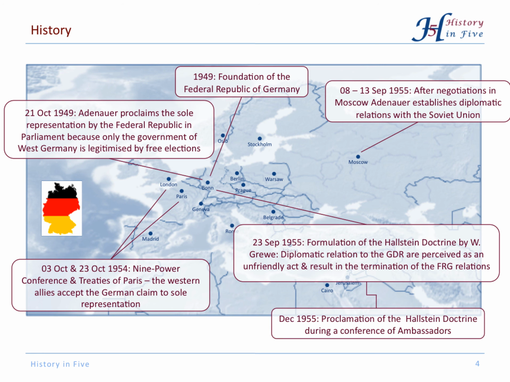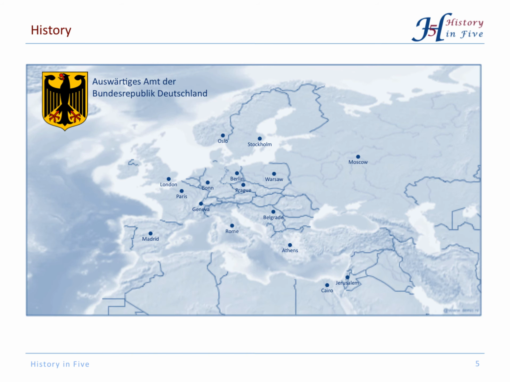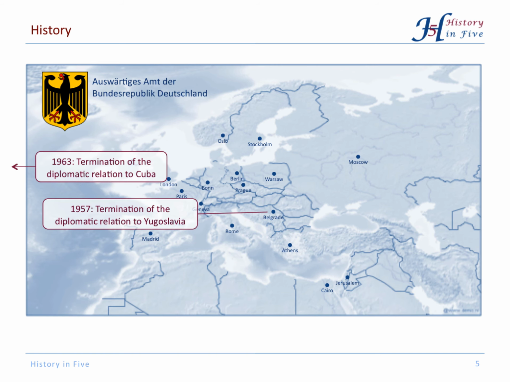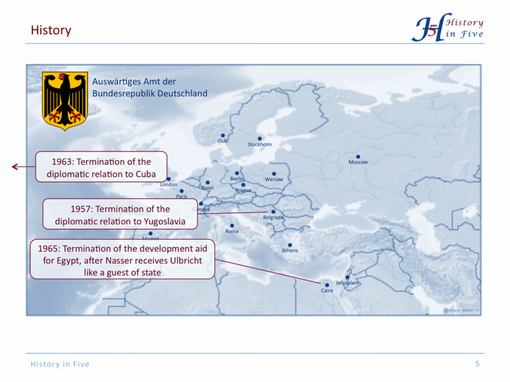In December of 1955, this new doctrine of foreign policy was made public at a conference of ambassadors. And of course, there were a few relations that were terminated: Yugoslavia in 1957 and Cuba in 1963. One incident made clear that the West Germans were actually serious about this, when President Nasser of Egypt received the head of the GDR, Ulbricht, like a high guest of state. Germany said, right, then you will not get any development aid from us anymore.